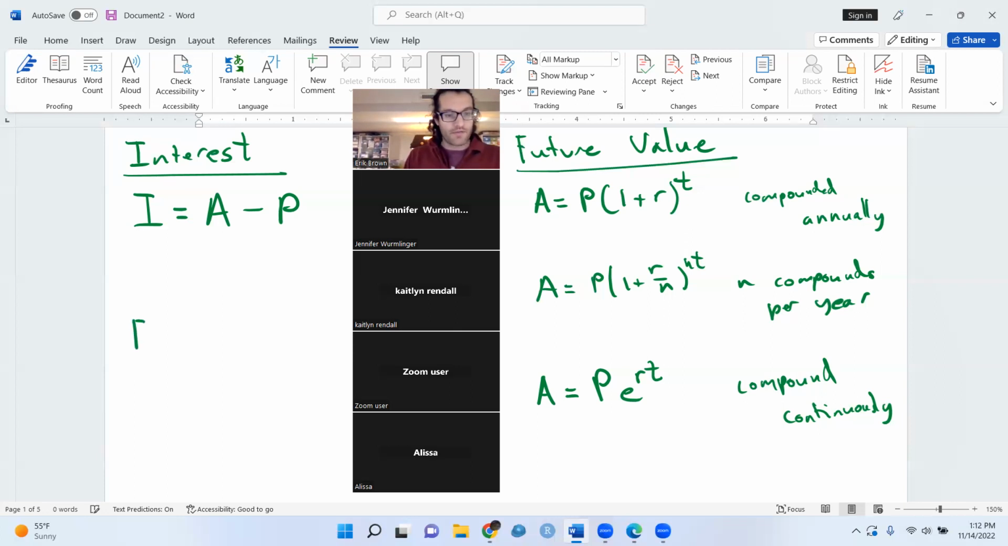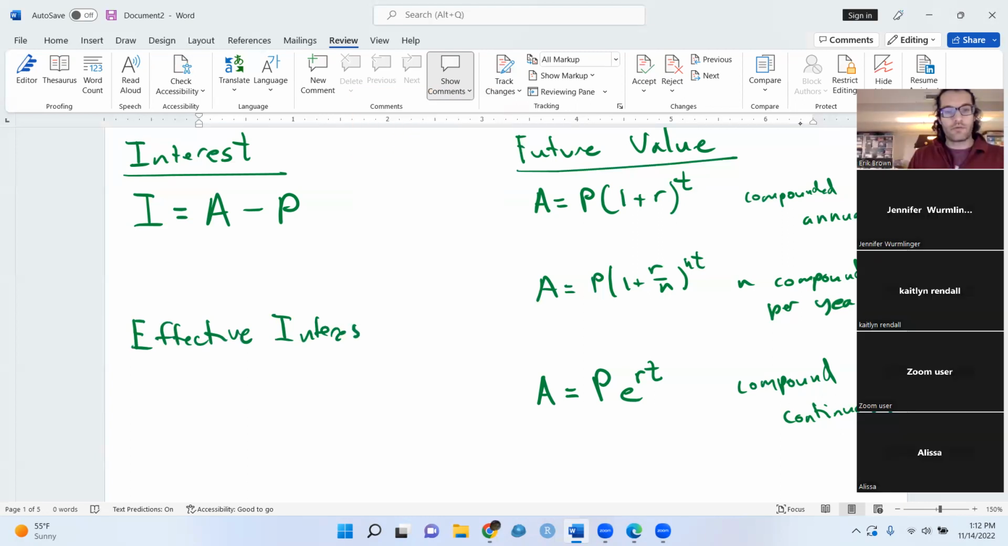So we have this little effective interest rate formula, which allows us to compare different compounded formulas per year. So these different interest rates, different APRs. So the effective interest rate is this E, and it's equal to 1 plus r divided by n, raised to the n power, minus 1. You'll note that this 1 plus r divided by n to the n is right here.